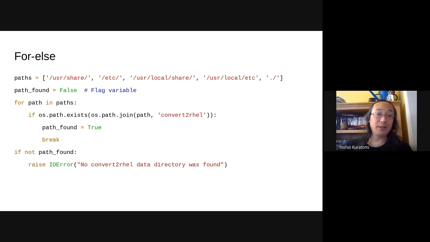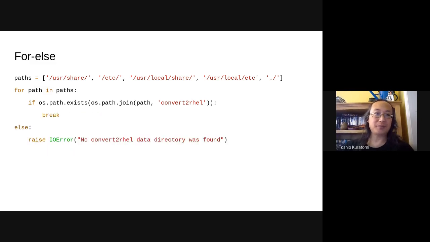Okay. Then, once we're out of the for loop, we check if not path_found, raise IOError. So we're saying, okay, we're going to check all of these paths for the convert-to-rel directory. If it's not found, then we have to raise an error because we need that directory for something. And if it was found, then we're okay. We'll continue on with our code and do whatever. So this flag variable is being set inside of the for loop to flag that we found the path. Otherwise, when we got out of the loop, we wouldn't know if we found the path or not.